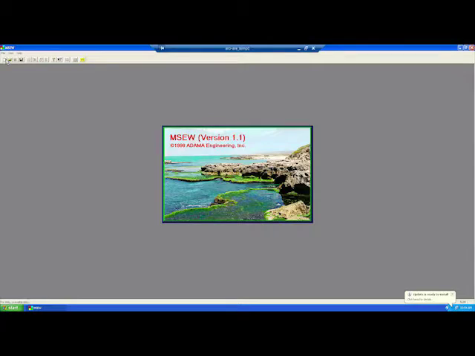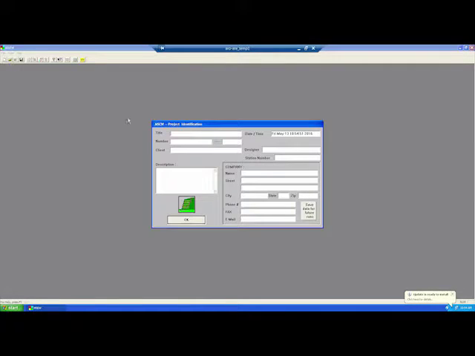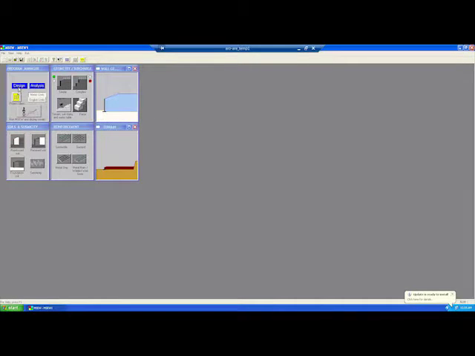This is MSEW version 1.1. MSEW, the name of the program, stands for Mechanically Stabilized Earth Wall. Mechanically stabilized earth is a term used to describe a volume of soil that's strengthened by layers of reinforcement that are embedded within it. So MSEW is a program that simulates mechanically stabilized earth walls.